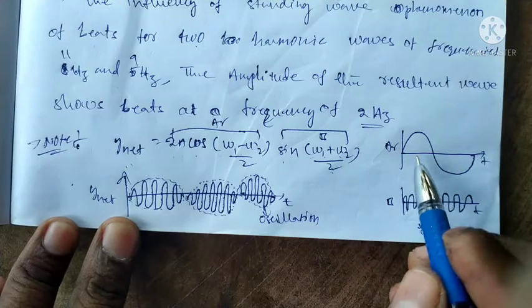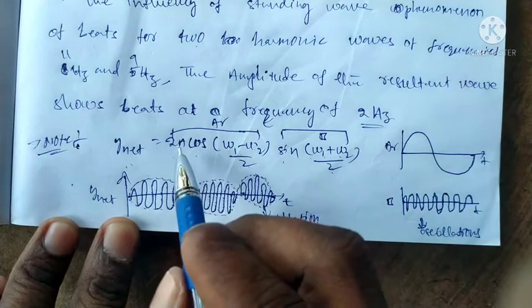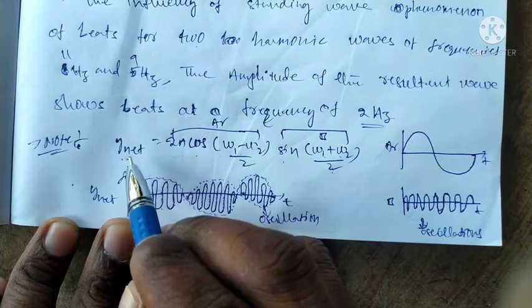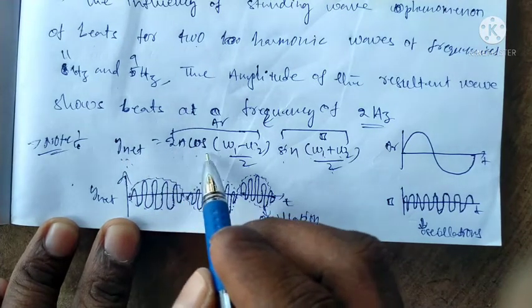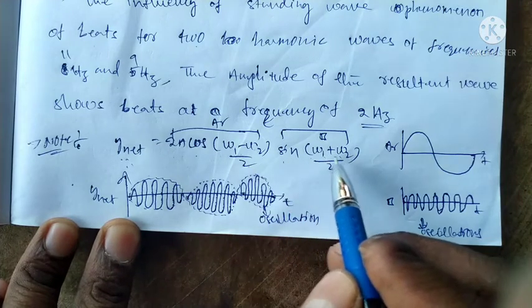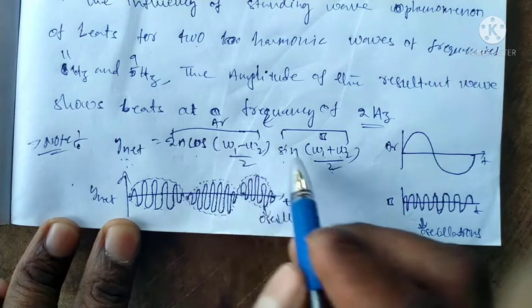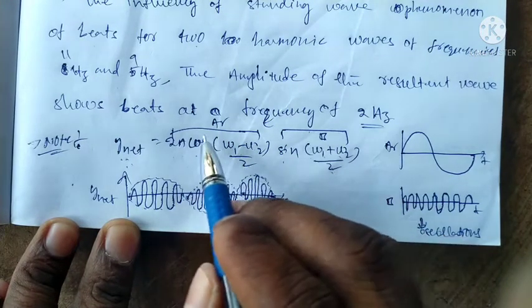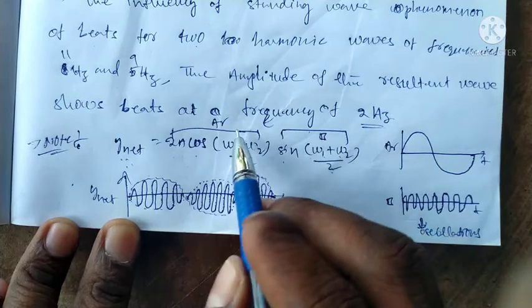The graph is like this. This is the resultant displacement vector. Displacement is 2a cos((omega 1 minus omega 2)/2) into sin((omega 1 plus omega 2)/2). Okay, we can simplify. Two parameters are there: one is this one, another one is this one. This is the amplitude term A_R, and this is the constant term B.